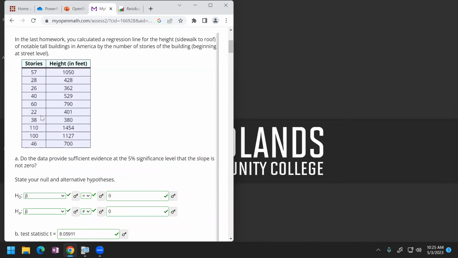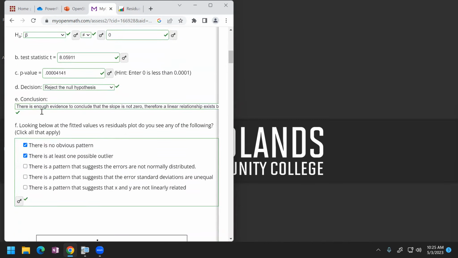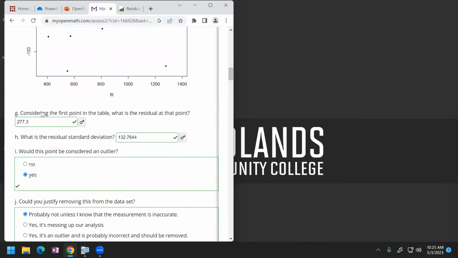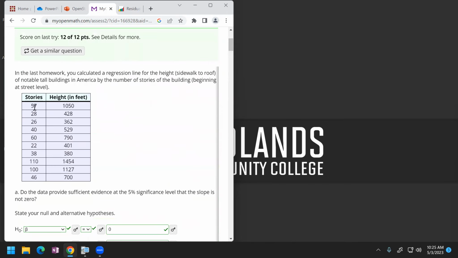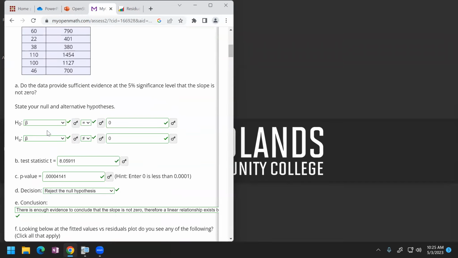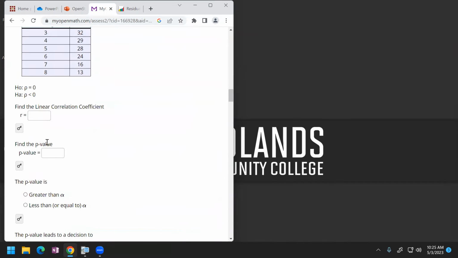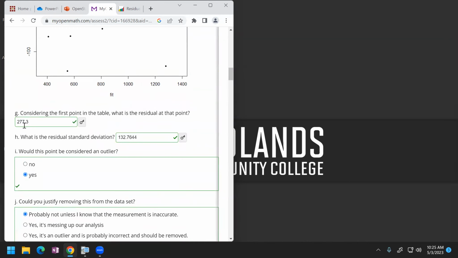So on that first question in section 12.6, it tells you the first point in the table. What's the residual? We calculated that. The residual for the first point in the table was 277.3. What's the standard deviation? Your calculator calculated that for you. That's S, the standard deviation of the residuals, calculated when you calculate the linear regression t-test.